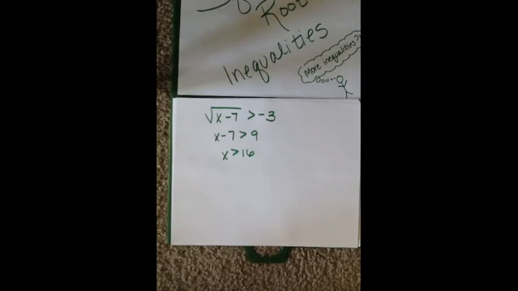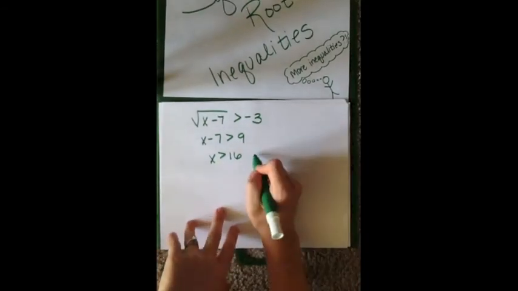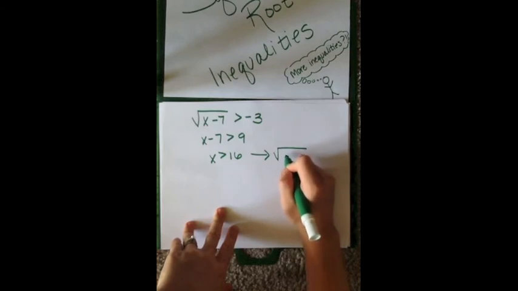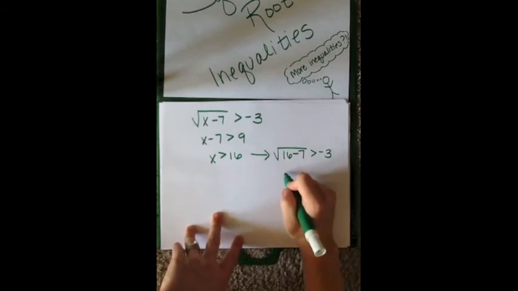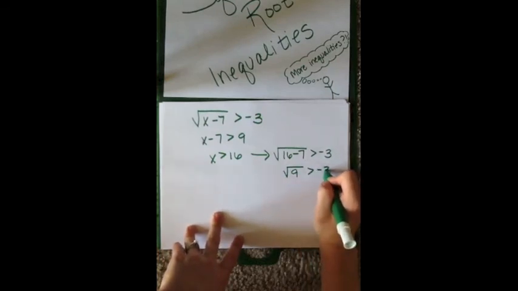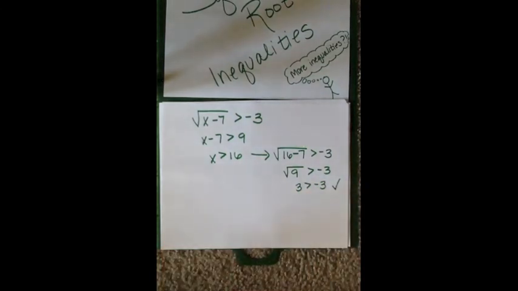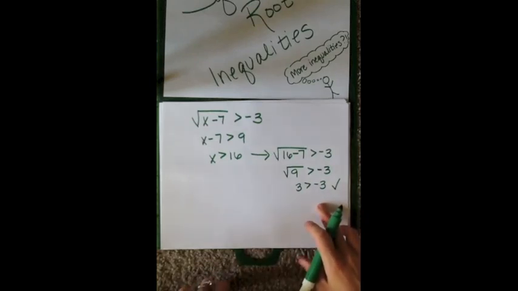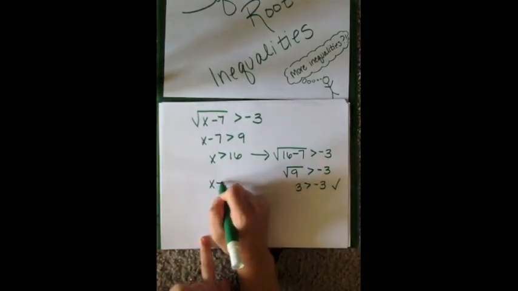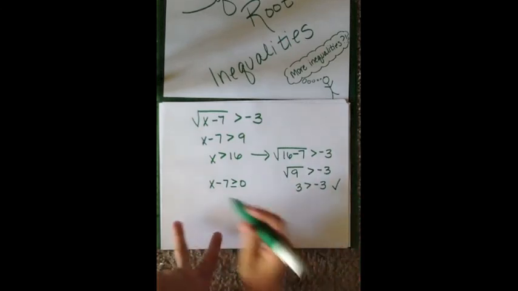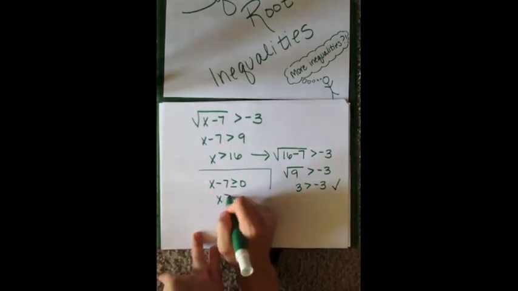However, if you were to plug this back in, because checking your answers is always a good idea, you get 16 minus 7 is greater than negative 3. Square root of 9 is greater than negative 3. 3 is greater than negative 3. This one works out just fine. Then, looking at your domain restrictions, you have x minus 7 is greater than or equal to 0. X is greater than or equal to 7.